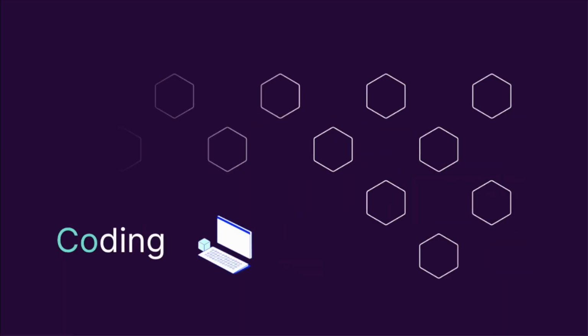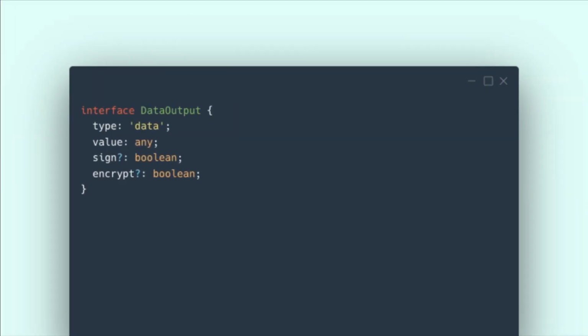Alright, let's get coding. Here you can see the data output interface. In our case, it's mandatory to include the type property, which indicates the data output type. Further, you can store any textual information in the value property. And lastly, you can sign or encrypt the transaction by setting those booleans to true. Now, let's look at a code example showing how to create data outputs within a mintBlue transaction.